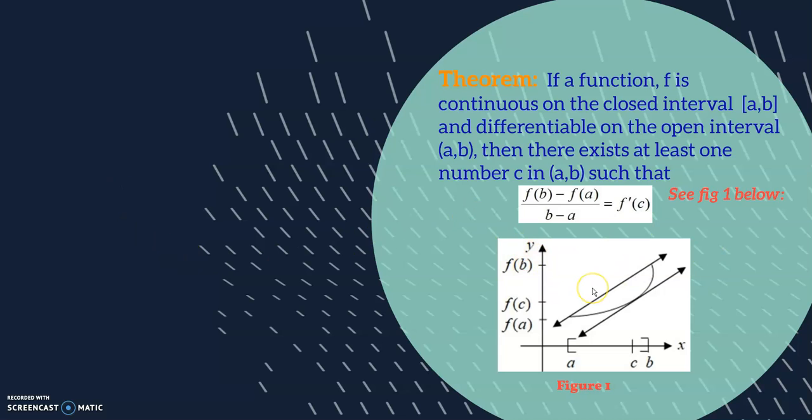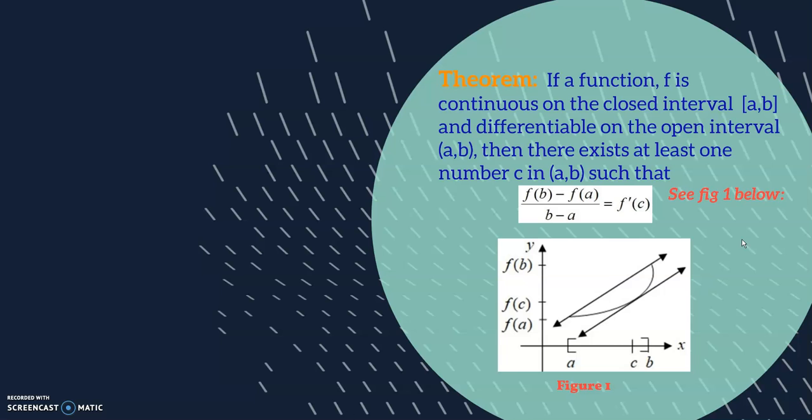The diagram here shows us an illustration of the mean value theorem. This is a closed interval [a, b] and the point c in the open interval (a, b), where this tangent line has the same slope as the secant line.